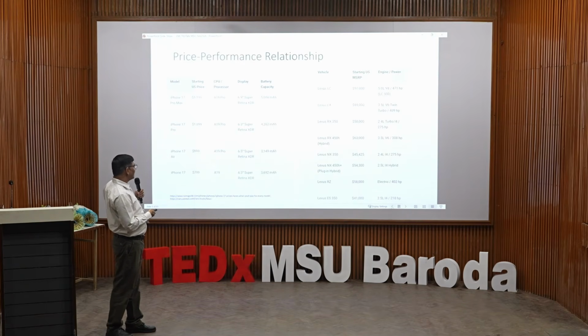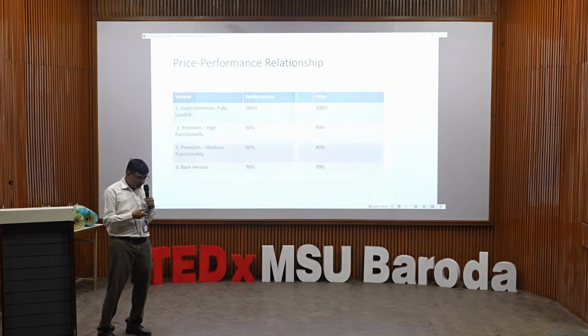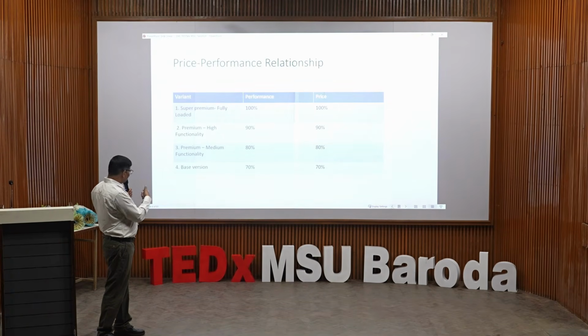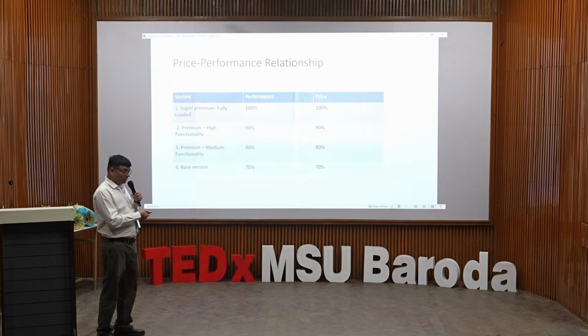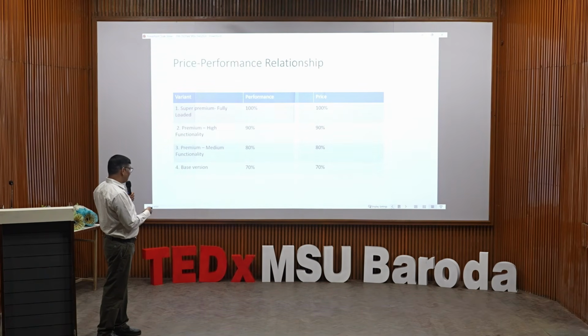Now, what exactly does this indicate? If you wish to build a framework, usually you will find that in general, you have 4 variants being offered. The fully loaded version has 100% performance, and it's of course priced at 100%, meaning premium pricing, super premium pricing. And then you have other versions: 90% performance and 90% price, then 80% performance and 80% price, and then the base version has about 70% performance and 70% price.